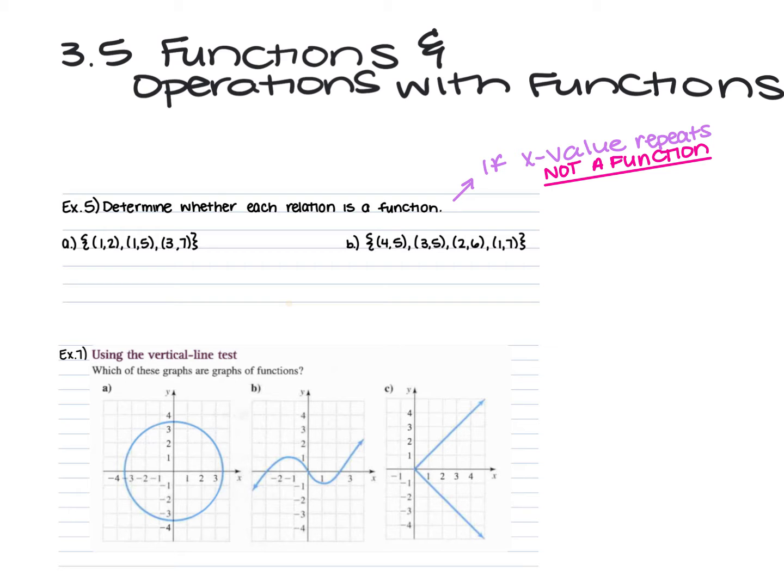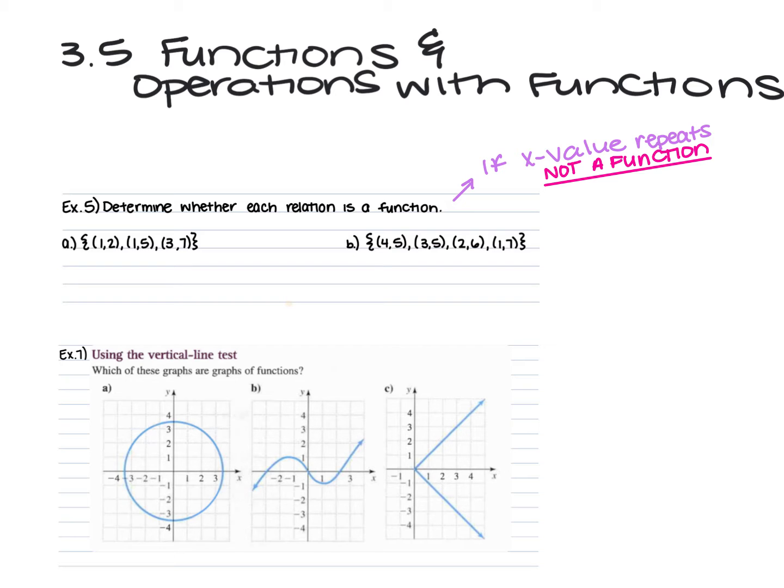We're going to first look at determining whether or not ordered pairs are functions, stuff that's on coordinate planes are functions, and then finding the domain and range. From there, we're going to move into your operations with functions. So, first section, we're determining whether each relation is a function. If your x value repeats, it is not a function.